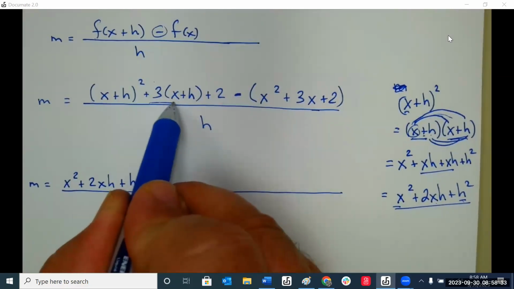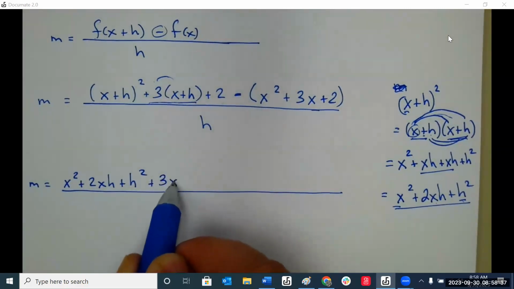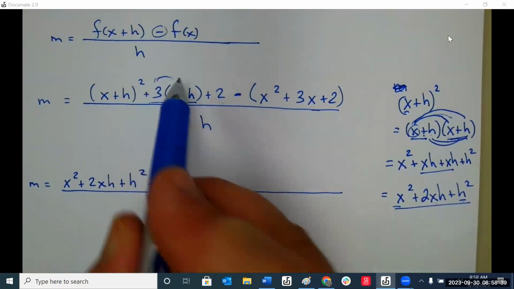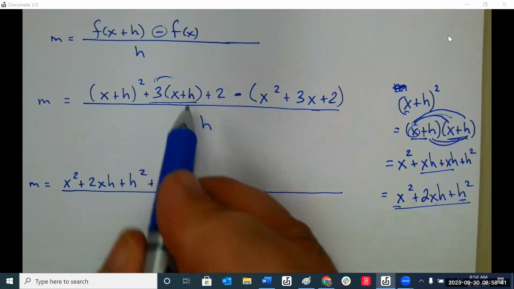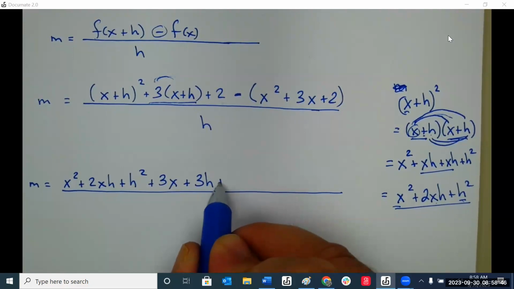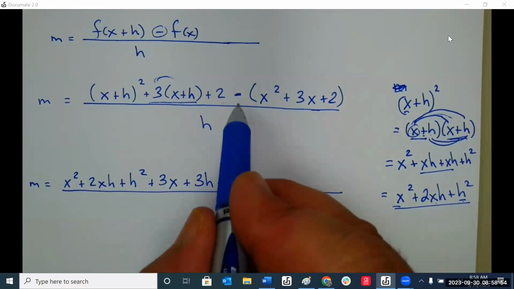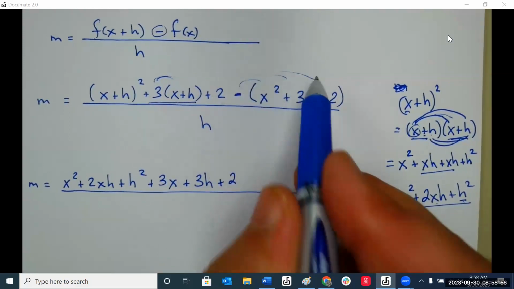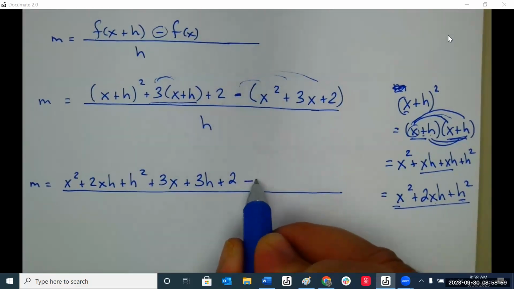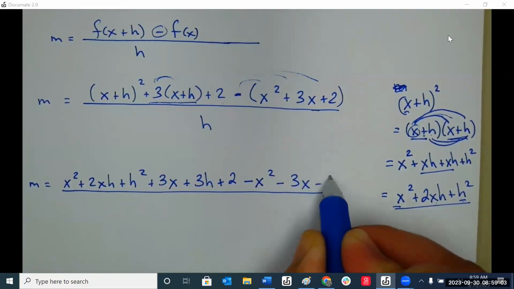Then you have to distribute the second one, which is positive 3 times x is positive 3x. Positive times positive is positive. 3 times h is 3h, plus 2. This negative sign changes all the signs inside the parentheses, so it becomes negative x squared, negative 3x, negative 2.